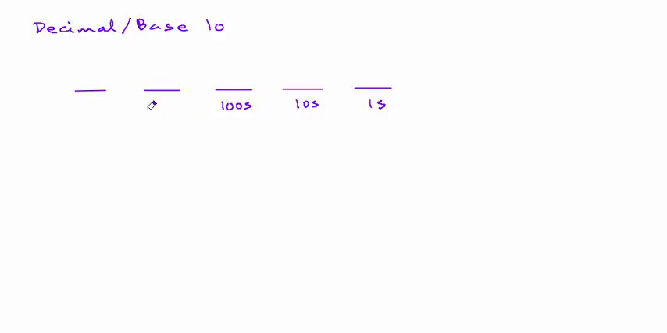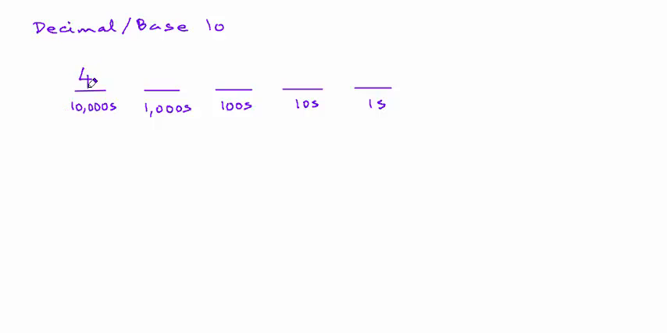A number in the decimal or base 10 system consists of digits representing different place values. The digit on the far right is the ones place, the digit before it is the tens place, the one before it is the hundreds place, the one before it is the thousands place, the one before it is the 10,000s place, and so on.